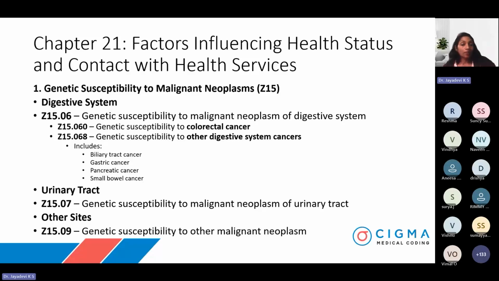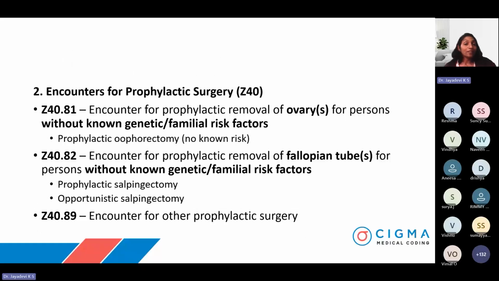It's a malignant neoplasm of the urinary tract. The patient is having a genetic susceptibility. Another status code is Z15.07 and 09. Now, prophylactic surgery. Prophylactic surgery is to prevent any cancerous condition, not surgery for a cancer. You have seen encounter for different surgery codes. But here, for encounter for prophylactic surgery, Z40 has been introduced.